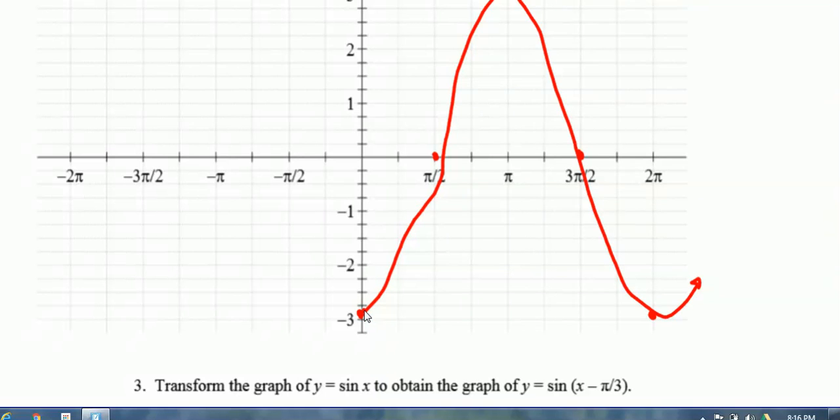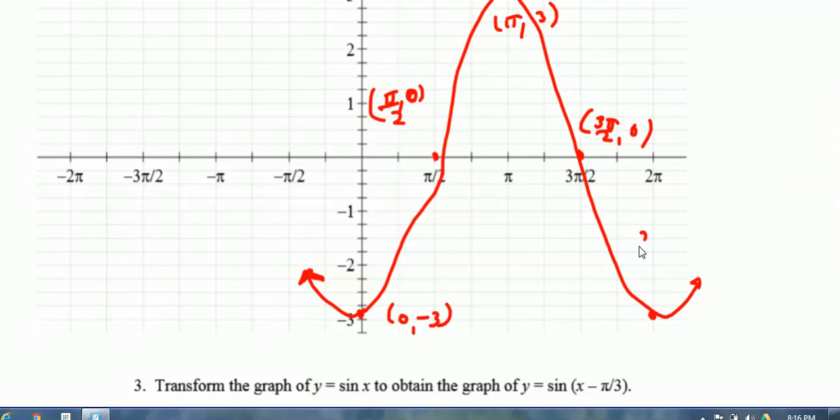Try to make sure that you understand that that's the minimum, so it's turning there. If you just did a sort of a branch like that, or an extension down lower, that's going to cost you. Okay, so 5 points labeled: 0, negative 3, pi by 2 and 0, pi and 3, 3 pi by 2 and 0, and 2 pi and negative 3.